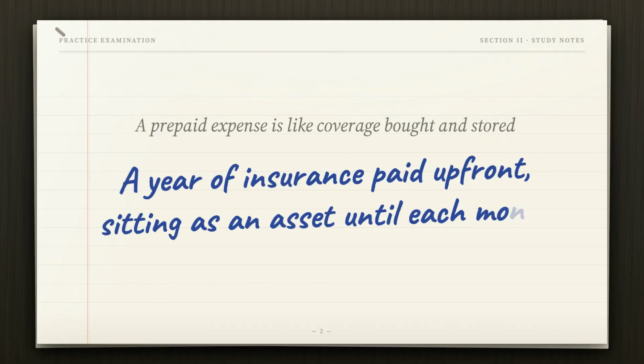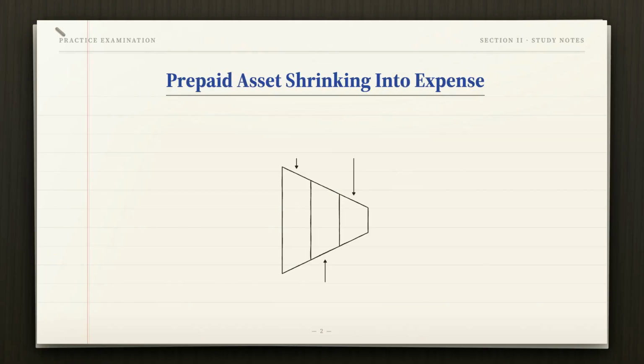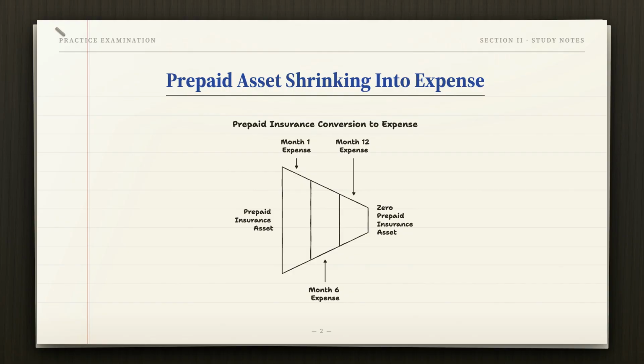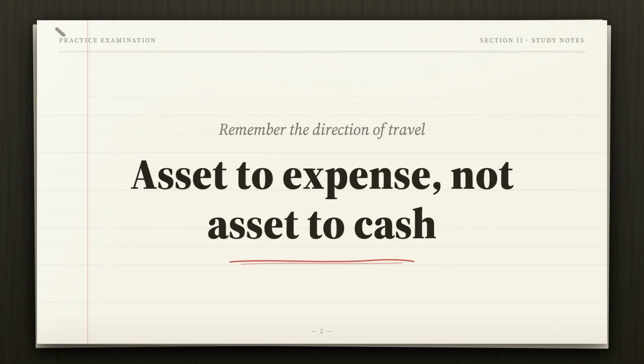When a company pays a year of insurance up front, it hasn't lost that money, it has purchased future coverage. That right to future benefit is the asset, and it counts as current because the coverage will be used up within the operating period. Each month, a slice of the prepaid asset is consumed and moves onto the income statement as insurance expense. The balance shrinks steadily towards zero as the coverage period elapses, feeding the income statement rather than the cash account. A prepaid expense never turns back into cash, and it never migrates into long-term assets. It simply converts from asset to expense over its coverage period, and that's the distinction worth remembering.